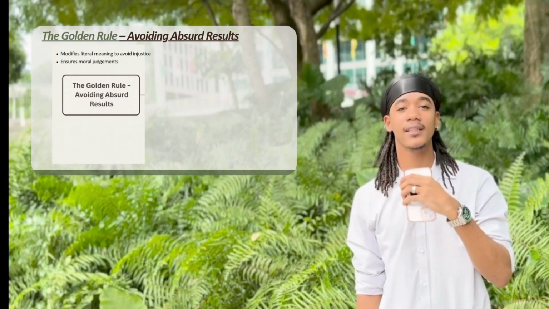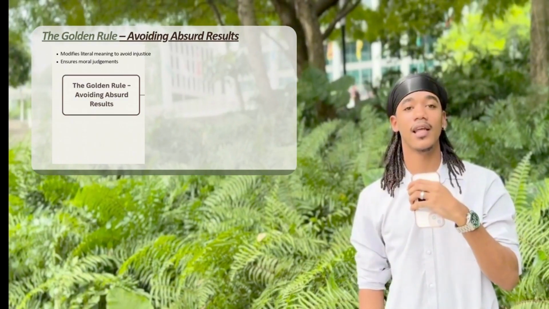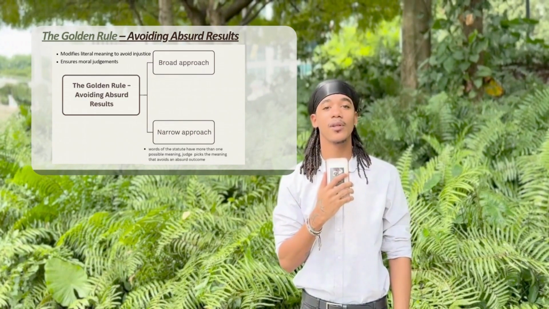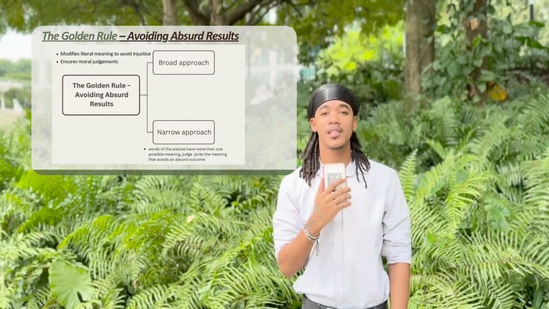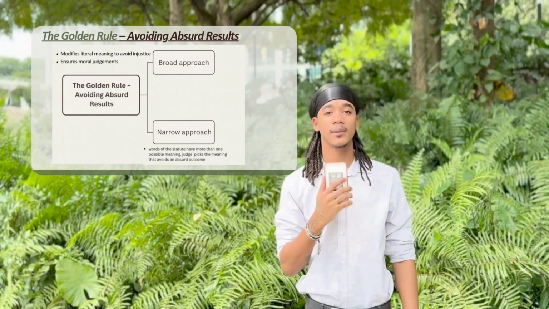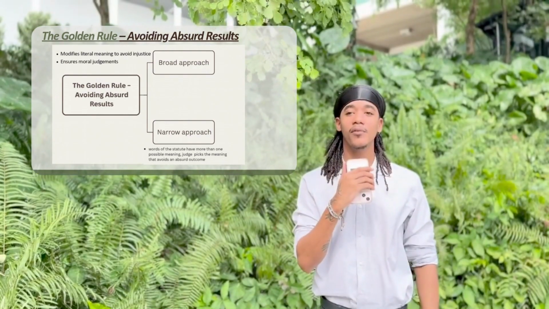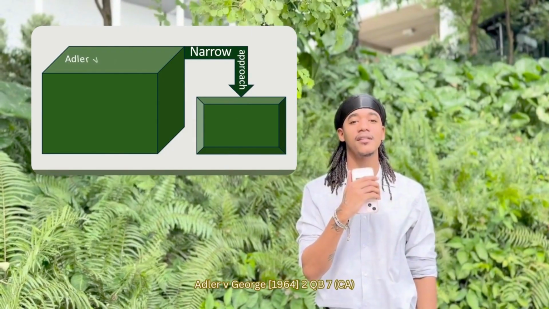There are two ways that judges apply the Golden Rule: the narrow approach and the broad approach. Under the narrow approach, the words have more than one possible meaning, and the judge simply picks the meaning that leads to a less absurd outcome. A good example of this can be seen in Adler v George 1964.